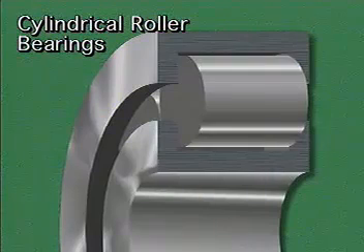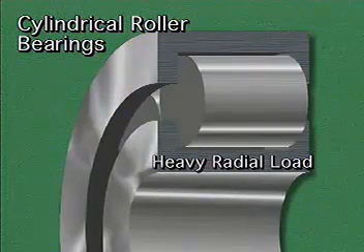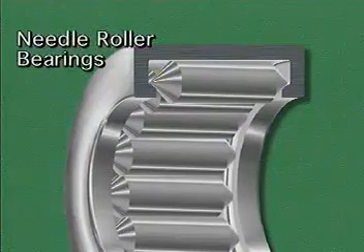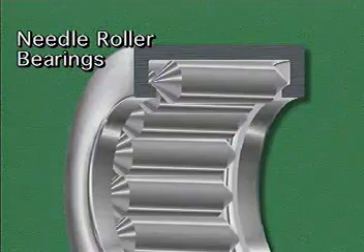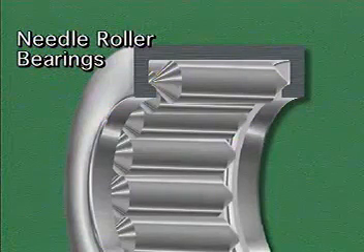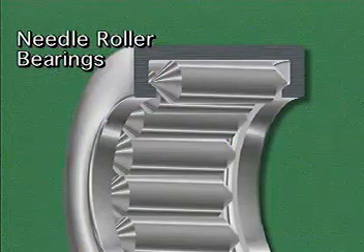Cylindrical roller bearings have rollers that are shaped like cylinders. These bearings are designed primarily to support heavy radial loads. Needle roller bearings are similar to cylindrical bearings, but the rollers are much thinner. Needle roller bearings can support a great deal of radial load because many of the thin rollers can be put into a bearing.